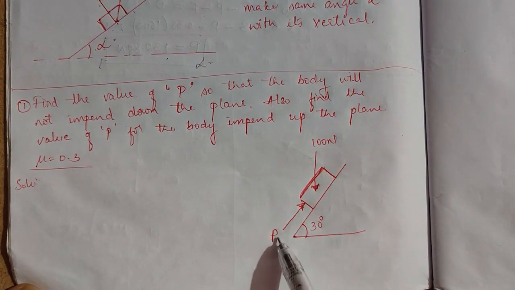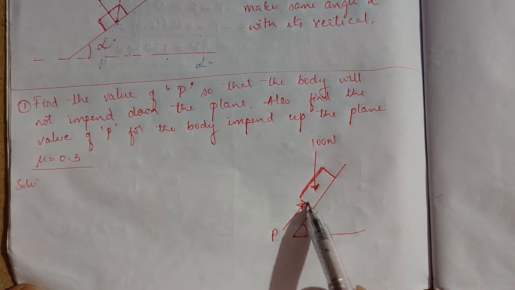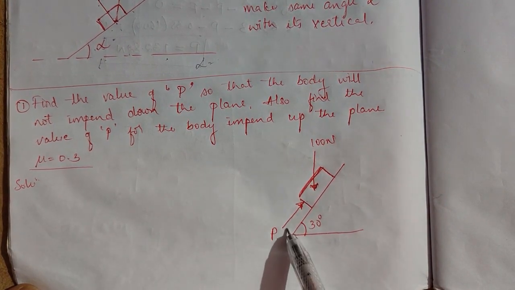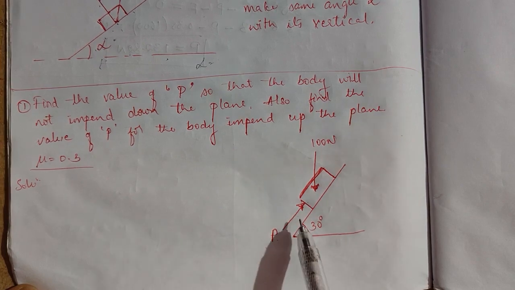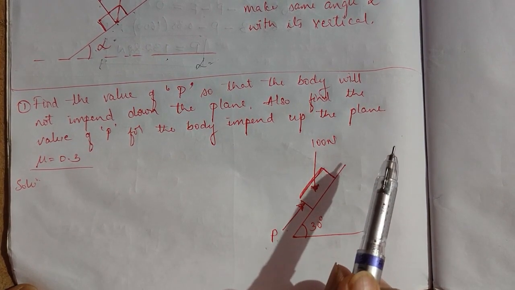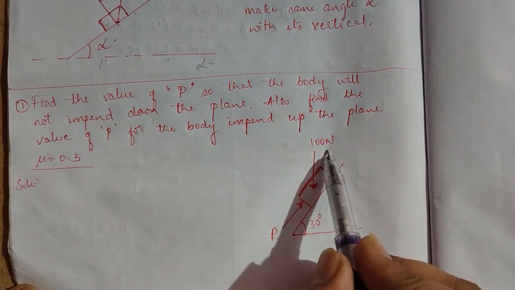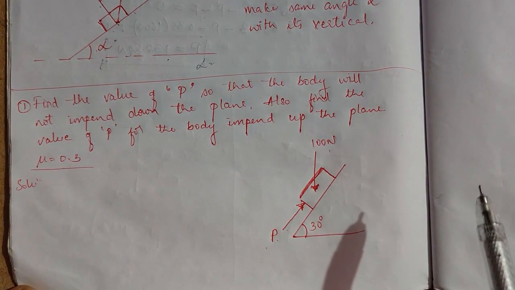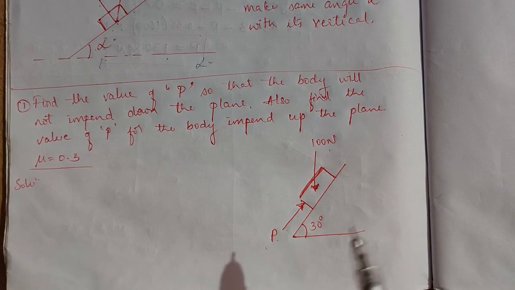So we have to find the force P such that this body should not come down, and we should also find another value of P so that the body impends up the plane. Mu is given, and the weight is given, that is 100 Newton. So this is the figure.